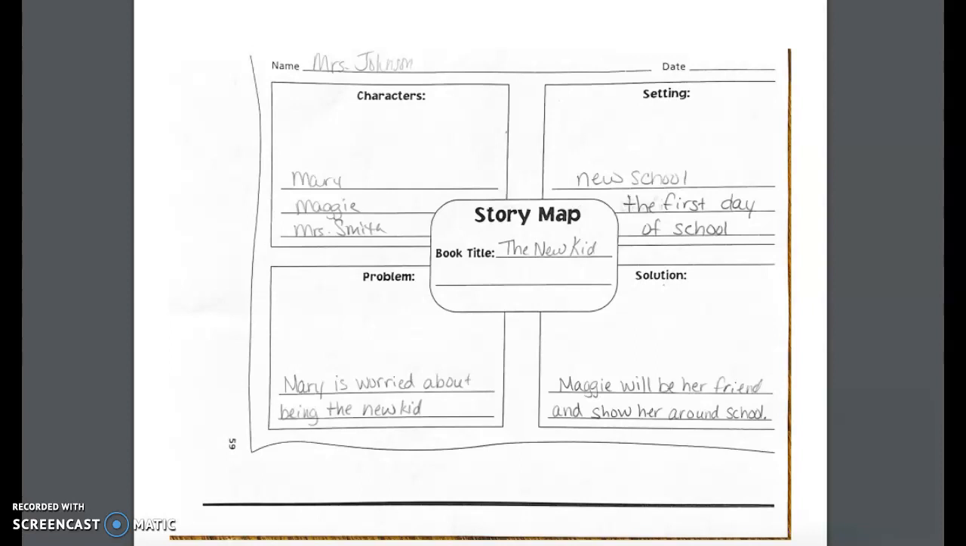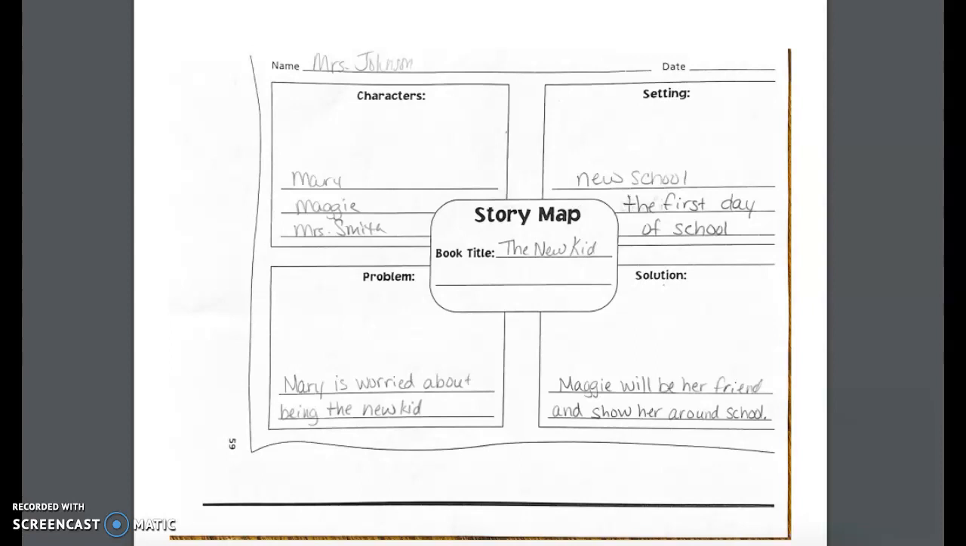Then right under where my name is, there's a box called characters. So I am going to put in all three of the characters that are going to be in my story: Mary, Maggie, and Mrs. Smith. The next box right next to it says setting. Remember that setting is the time and the place where the story took place. So the place that it happens in my story is a new school. The time is the first day of school.